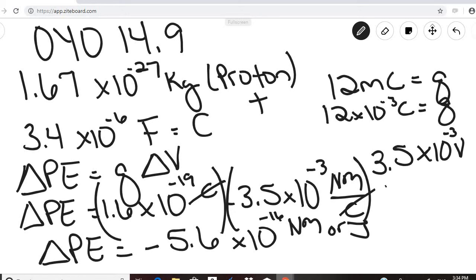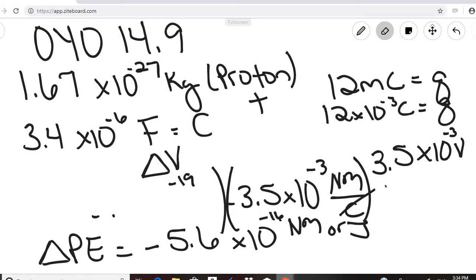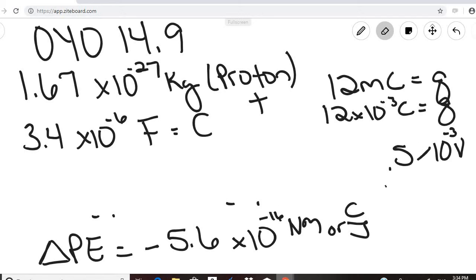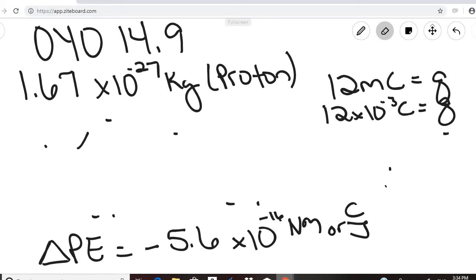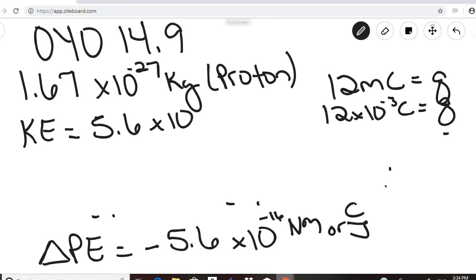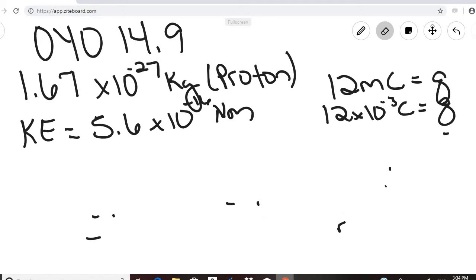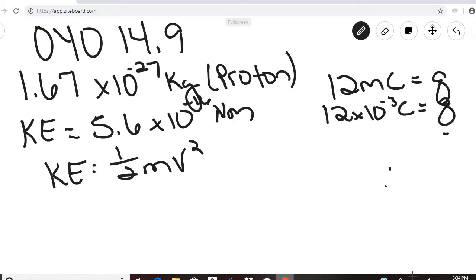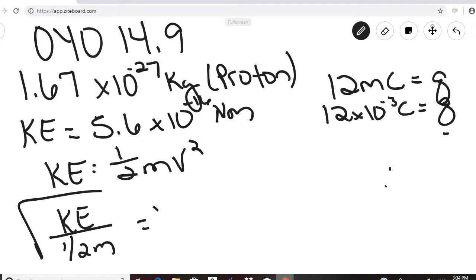Okay, so now that we know the potential energy decreased by negative 5.6, then we know that that had to get converted to kinetic energy. So kinetic energy is equal to 5.6 times 10 to the negative 16 Newton meters. Okay, and we know that kinetic energy is equal to 1/2 mv squared. So kinetic energy divided by 1/2 m, and take the square root of that, is going to give us v.